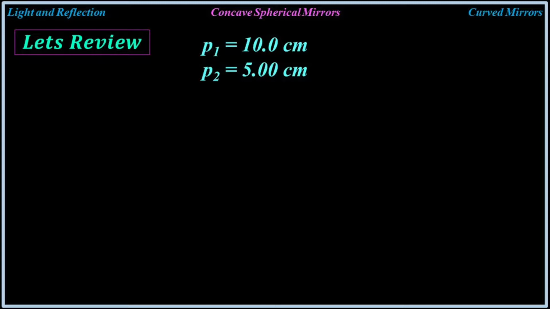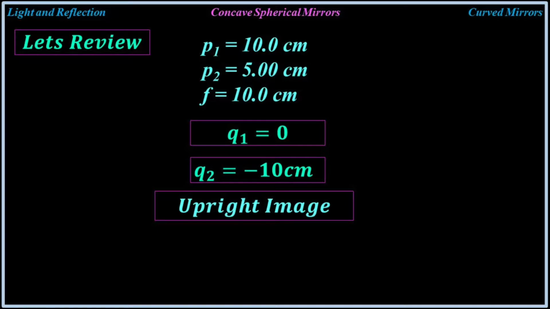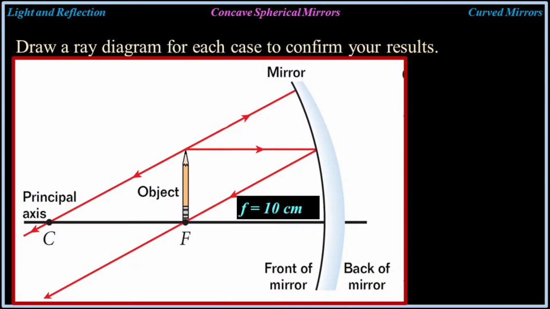And now let's review. There's P1, P2, and F is 10. Just gathering together all the facts. Q1 equals 0. Q2 equals negative 10. Upright image. Virtual. And M is plus 2.00.